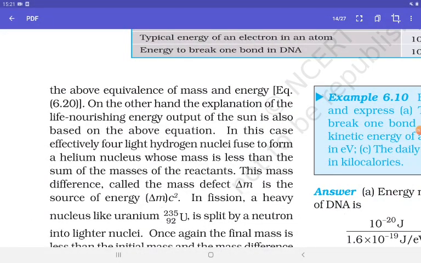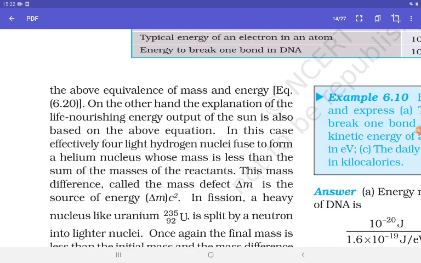On the other hand, the explanation of the life nourishing energy output of the sun is also based on the above equation. In this case, effectively, four light hydrogen nuclei fuse to form a helium nucleus whose mass is less than the sum of the mass of the reactants. This mass difference, called the mass defect, delta m, is the source of energy delta m c square.